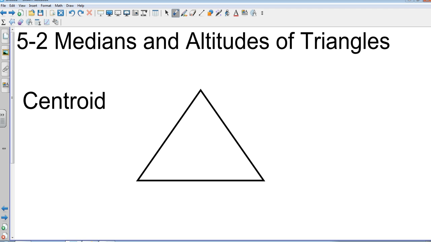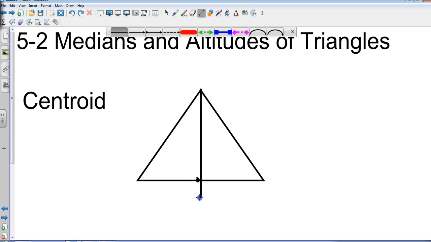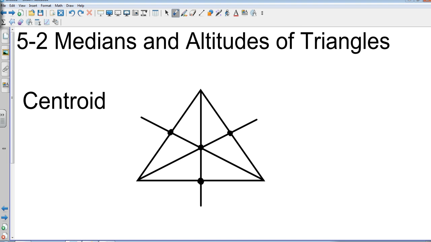Let's say this is my median. I'm going to draw from the angle that's opposite. I don't like that drawing. Let me get a good one. Okay, for the sake of time, I went ahead and drew in those medians.